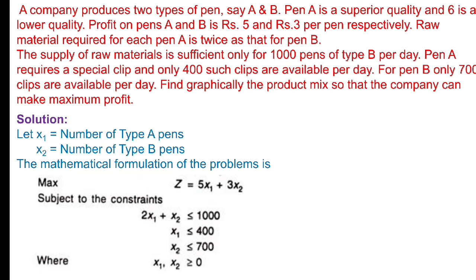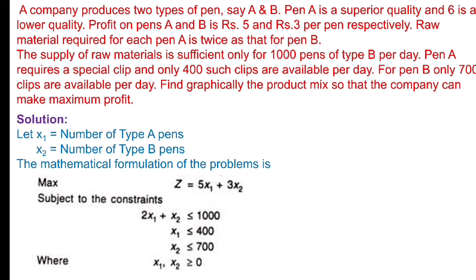The mathematical formulation: here we know it is profit oriented only, so maximize z equal to 5x1 plus 3x2 for the two different types of pens, A and B, subject to the constraints. First one: A requires twice the raw material and B only once. That is the reason twice x1 plus x2 is less than or equal to 1000. 1000 is the availability. For x1, availability is 400. For x2, it is 700. Therefore, x1, x2 is greater than or equal to 0. That is the constraint condition that will be used.